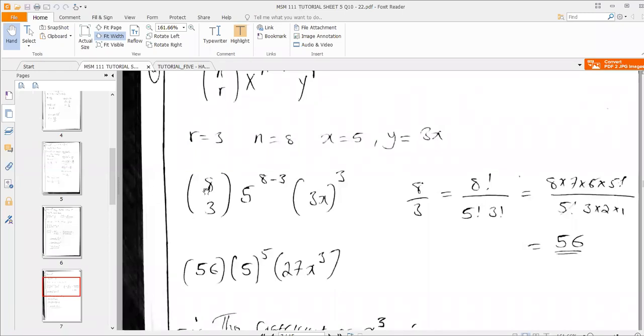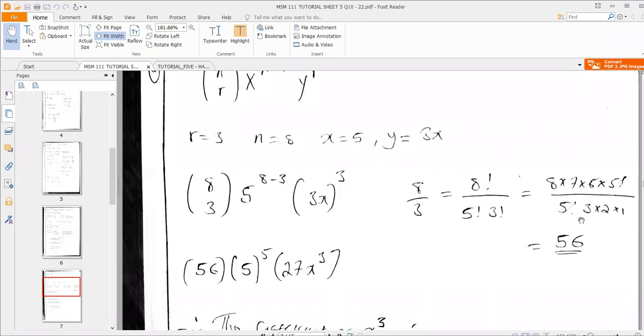Then 8 choose 3 can be written as this, isn't it? So we have 8 choose 3 over 5 factorial times 3 factorial, right? Here we know that 8 factorial can be written as 8 times 7 times 6 times 5 factorial. So the 5 factorial and the 5 factorial here can cancel, isn't it?